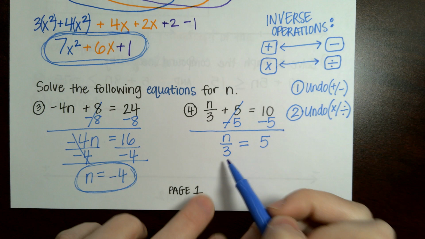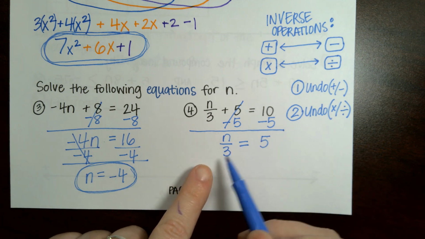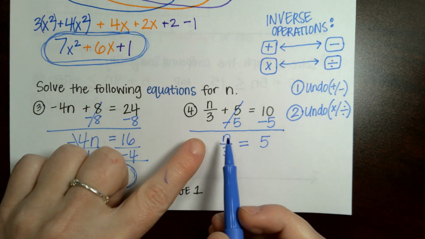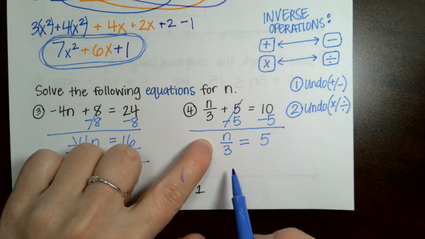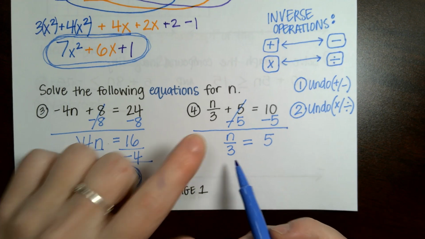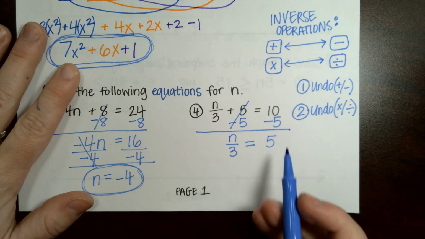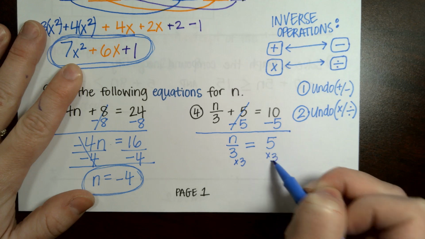So I have n over 3 equals 5. What operation is happening when I put a number over a number? That's division. How would I read this? Divided by 3. Good. So you had the second half right. What do we do to get rid of division? Multiply. Good. So we're going to multiply by 3 on both sides. You guys got it.